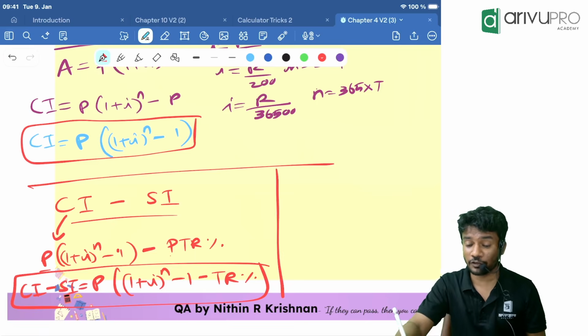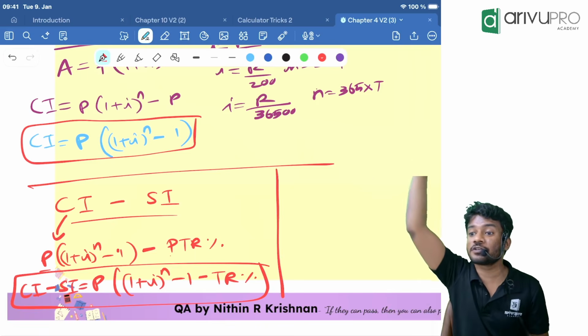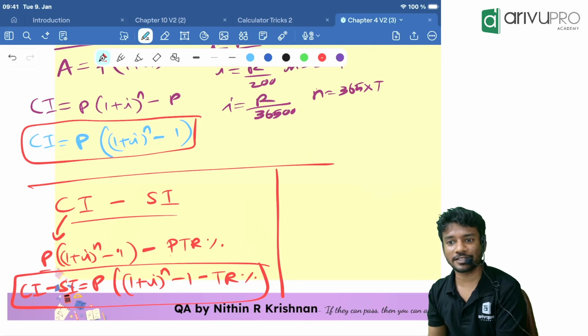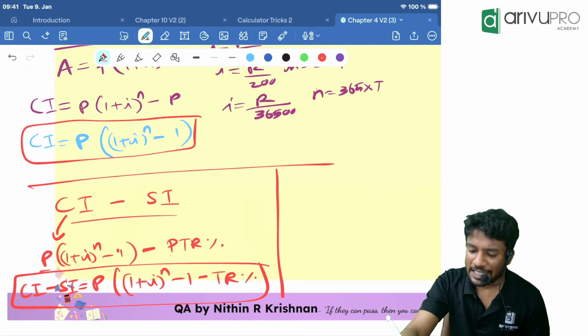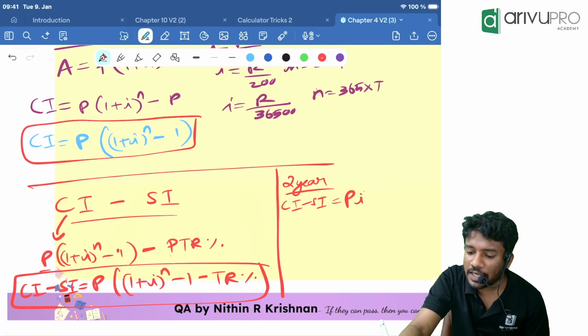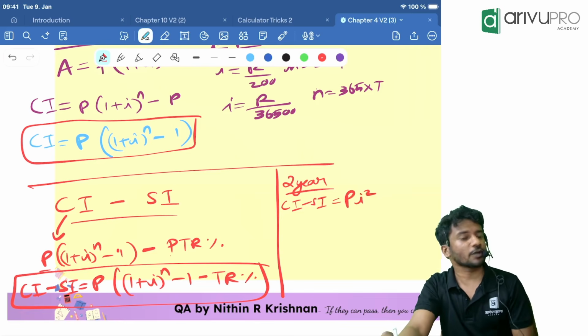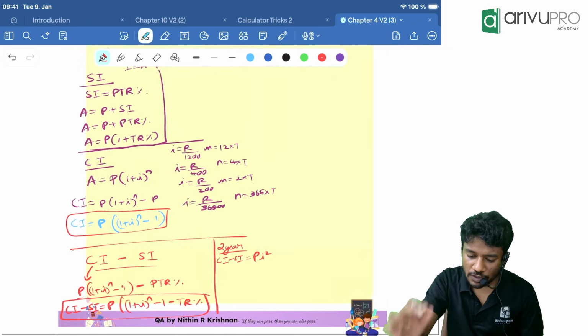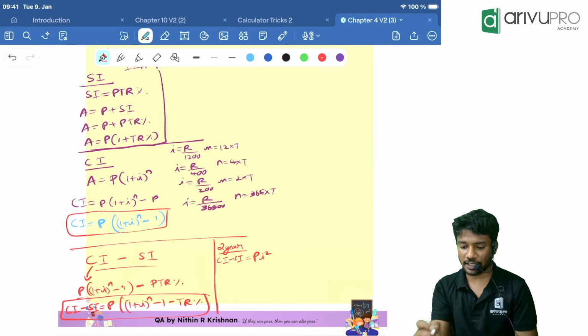Even if you forget, what will we do? We will put the SI formula, we will put the CI formula. You are getting the basic formula. Now, the shortcut we are using only for 2 years. For 2 years, CI minus SI is equal to how much? What shortcut did I teach you? It is PI square. That is the shortcut I taught you. So this was the basic thing with respect to CI and all.